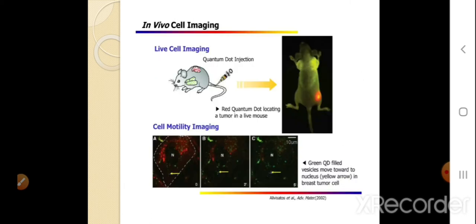So we can see a study which was conducted as early as 2002, which demonstrated the imaging of cancer cells. The quantum dot injection is an intravenous injection into the tail, which moves on and detects the cancerous tissue. In this particular image, we can see the red quantum dot localizing a tumor tissue in a live mouse. And the next slide shows you the cell motility imaging. The green quantum dots filled with vesicles move towards the nucleus in breast tumor cells.